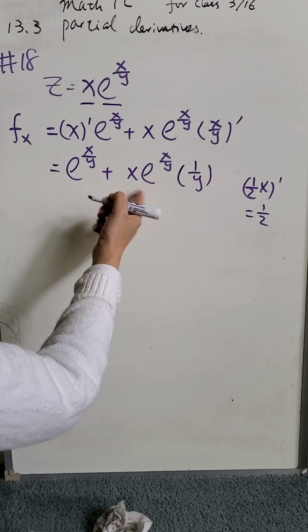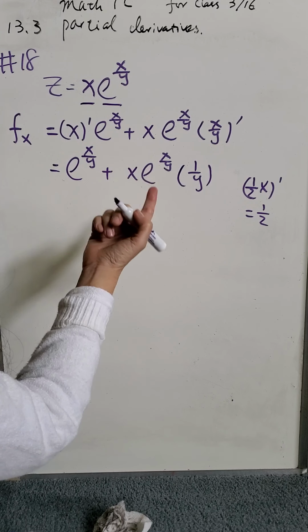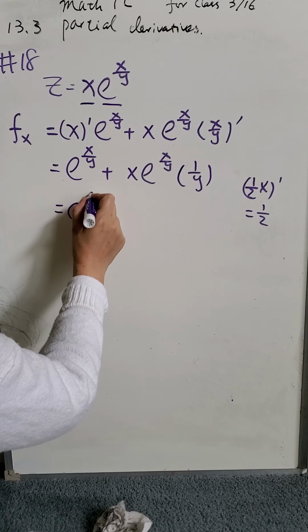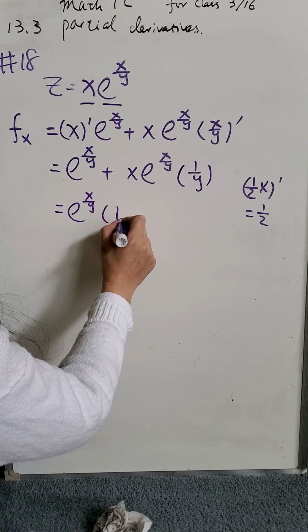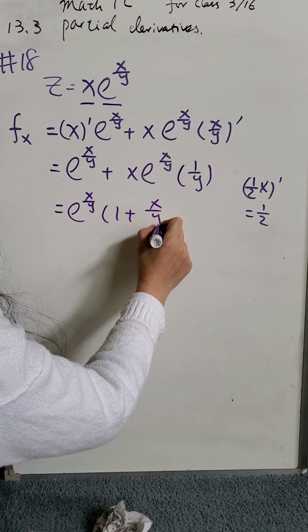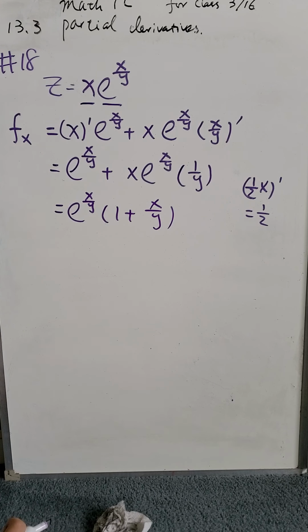So now you can simplify if you want. You can factor this one out, but you don't have to. But if you do, that's okay. If you don't, that's okay too. Okay, those are for f sub x.